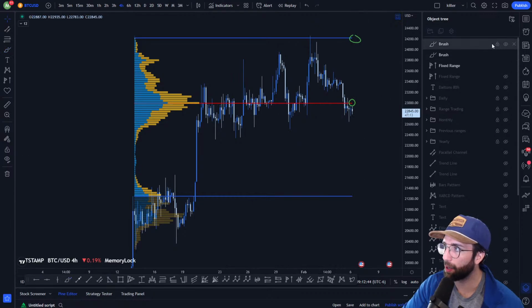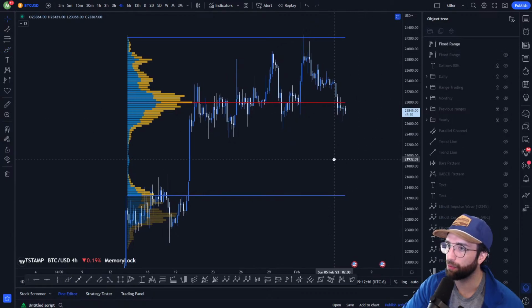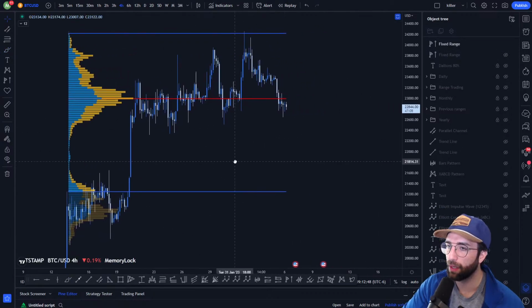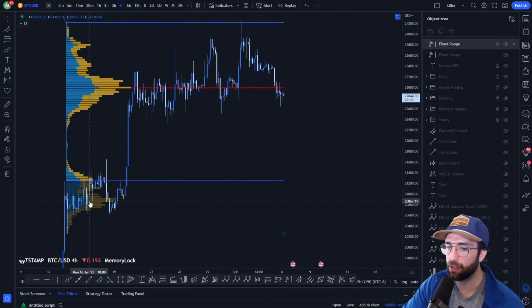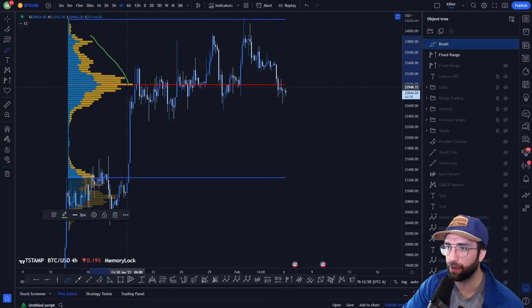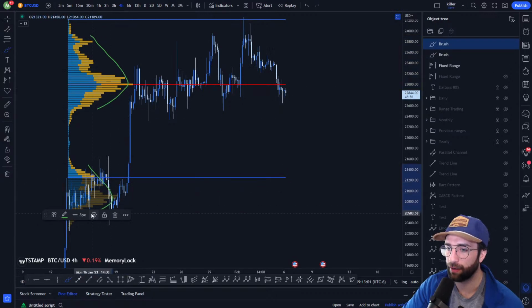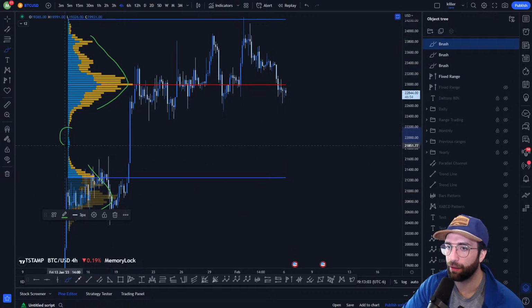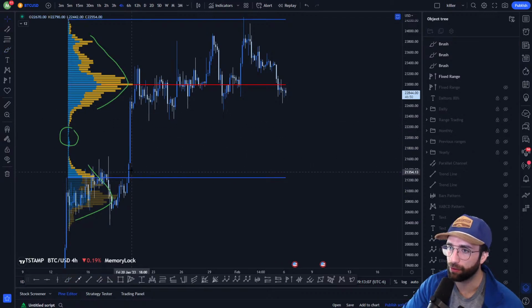And so the thing that I want to show you guys is, when you see these areas of volume here, right? I like to think of them as shelves. So we have a shelf here and we have a shelf here. But you'll notice there's nothing here, right? Because price just pumped right through. So there was no time for any volume to take place here.